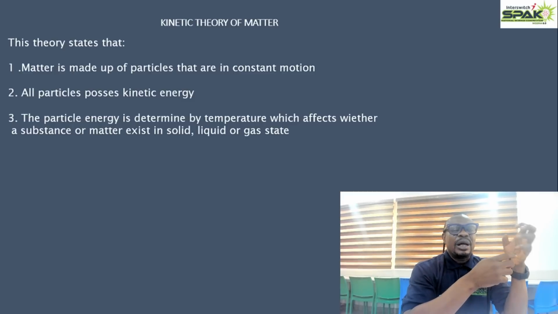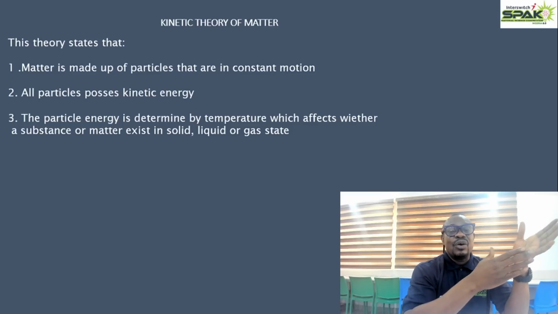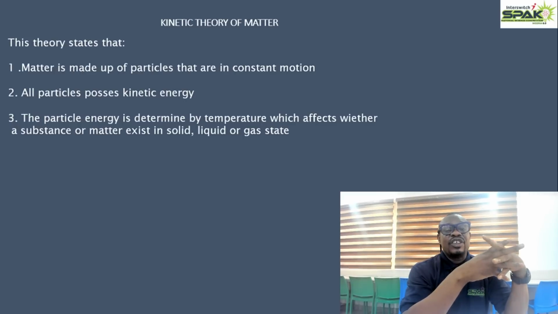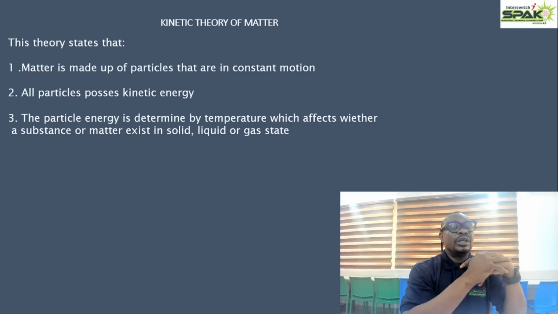So the particle energy is determined by the temperature, which affects whether a substance or matter exists in solid, liquid, or gaseous state. So this explanation actually tells us that matter can expand. It can also be discussed in terms of the expansion of matter. It can be discussed in terms of the average kinetic energy of the body. So that is why we say that temperature is a measure of the average kinetic energy of the body. As the temperature increases, the average kinetic energy of the body increases, which results in the increase in speed of the body itself.